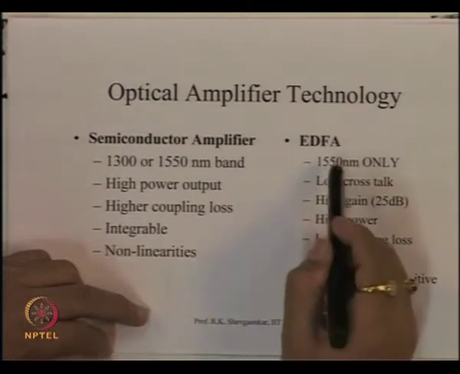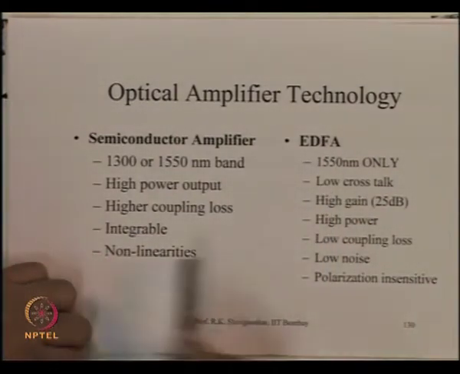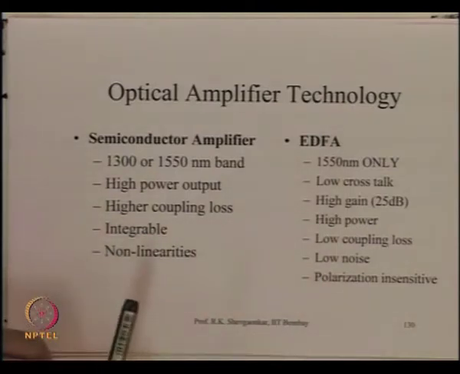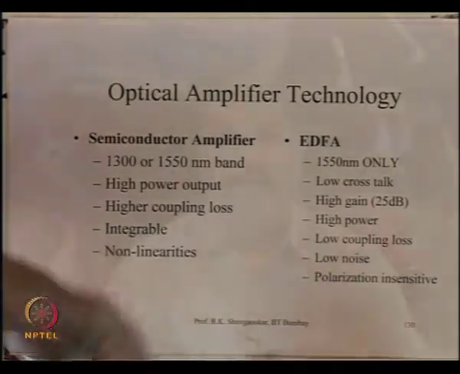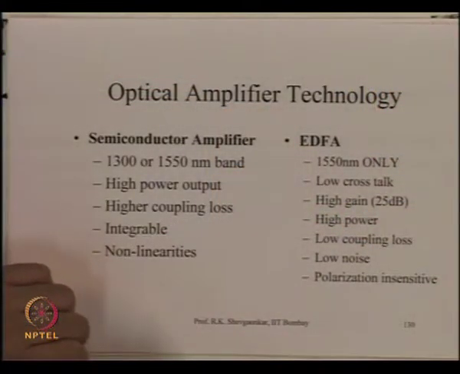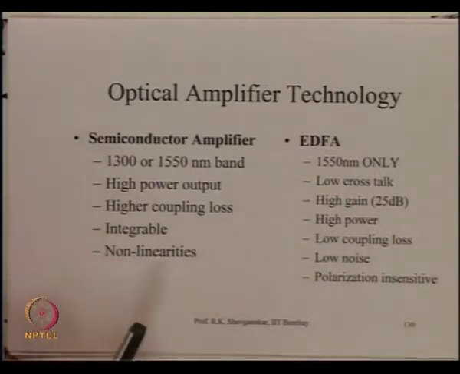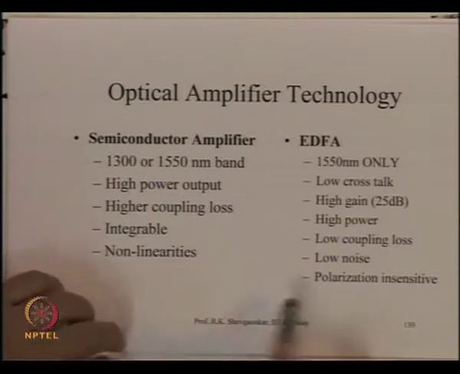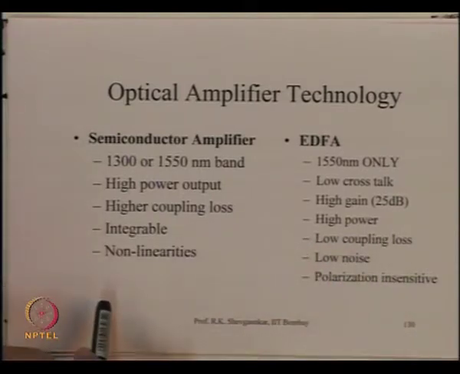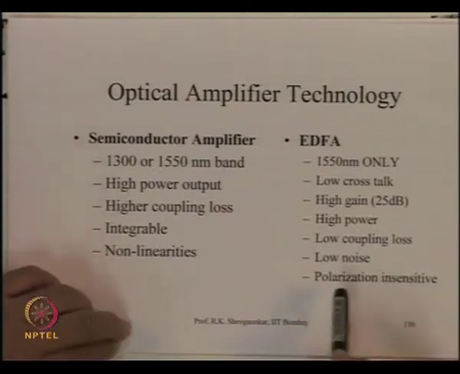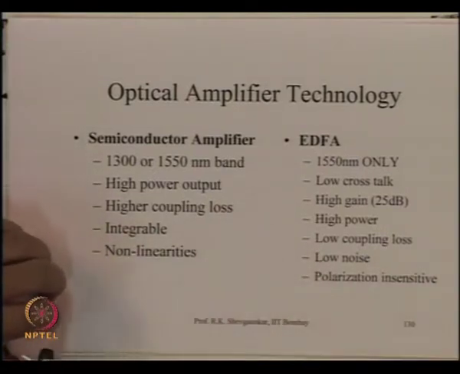But the biggest advantage of the EDFA is that it is completely compatible with the optical fiber. In fact, this amplifier is built inside the optical fiber. We will see later how this amplifier works. But basically the same fiber, if you dope it with a material which is erbium, you can create an amplifier inside the optical fiber. So it has a low coupling loss, and that is a very desirable feature for an optical system. Also it gives very low noise, and it is insensitive to the polarization of the signal which is amplified.